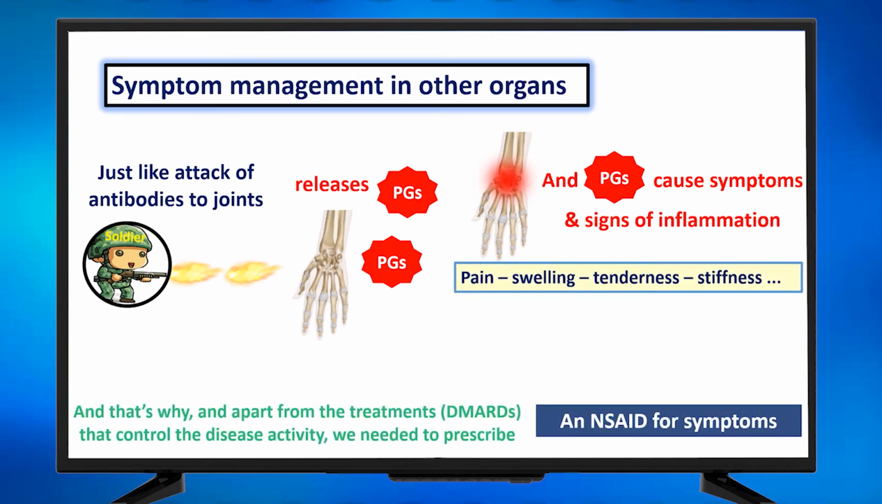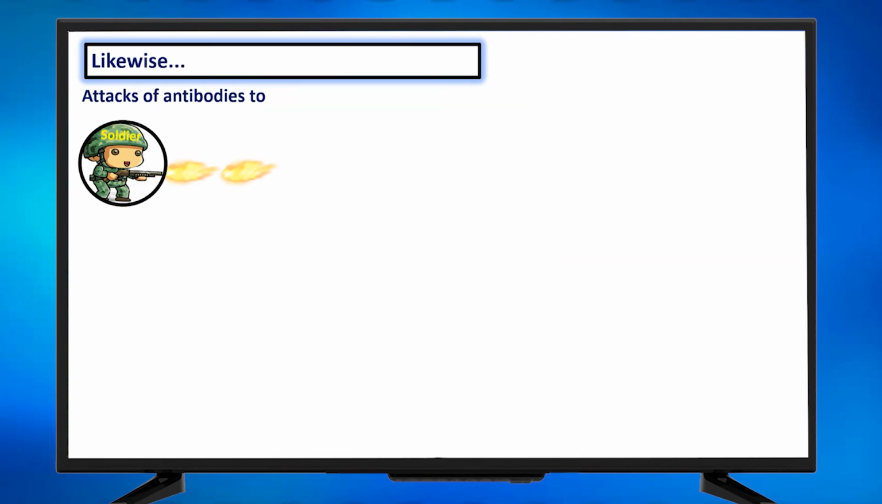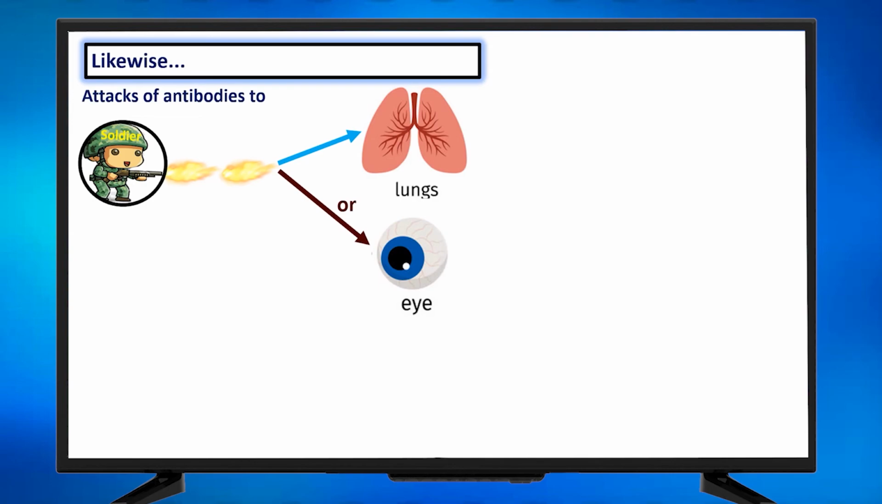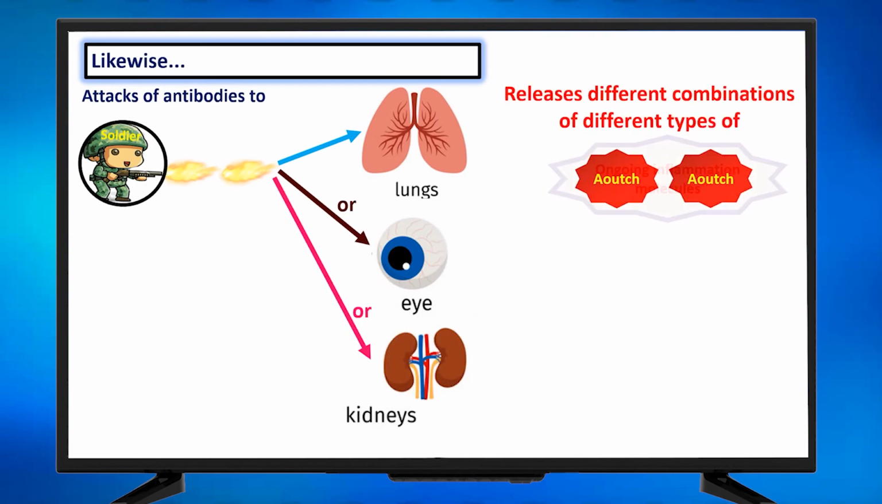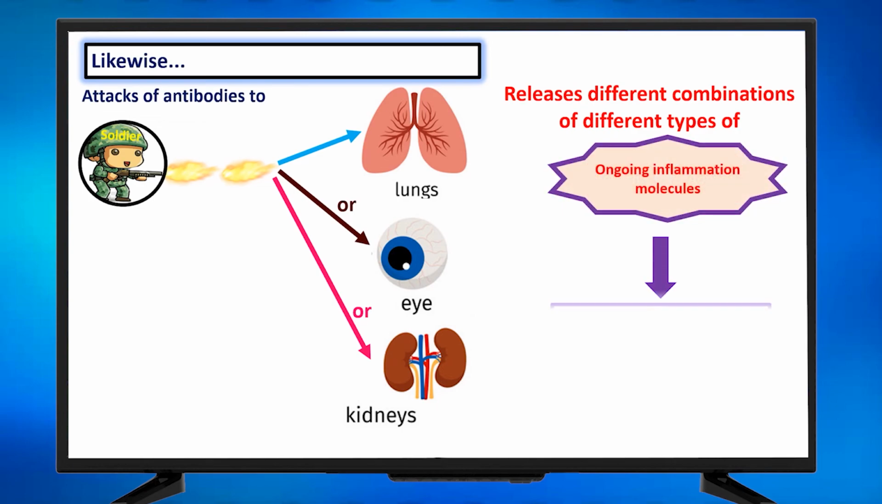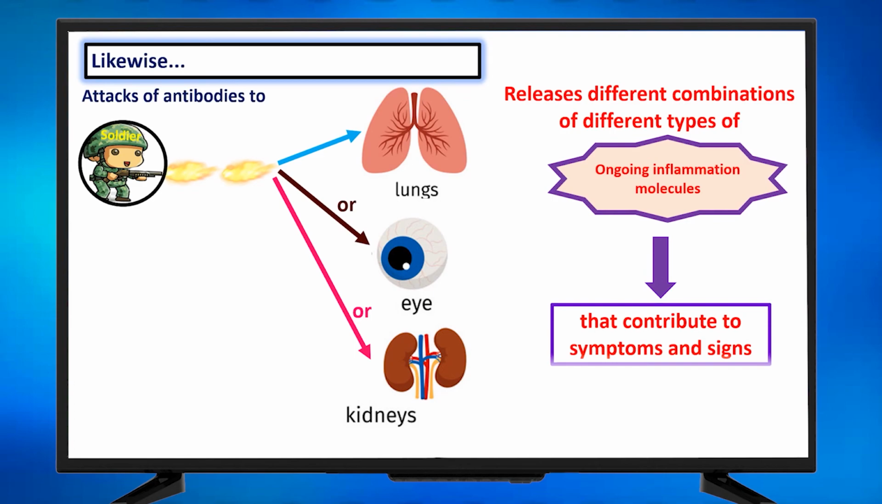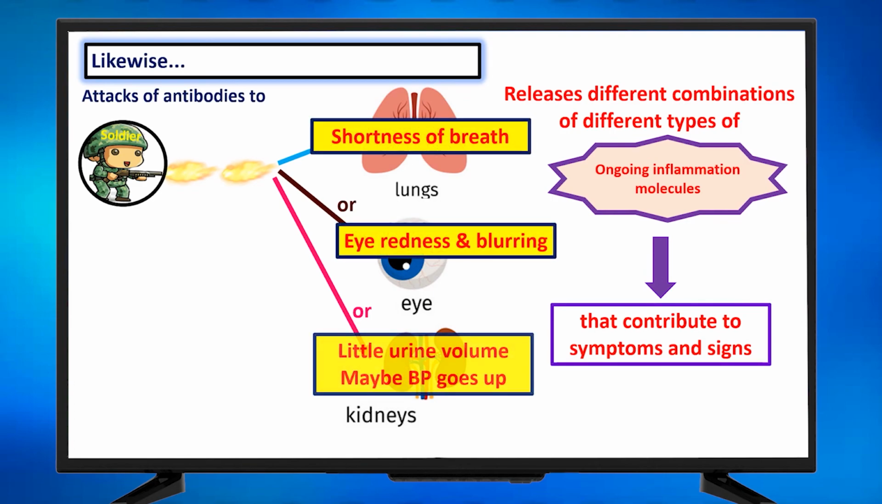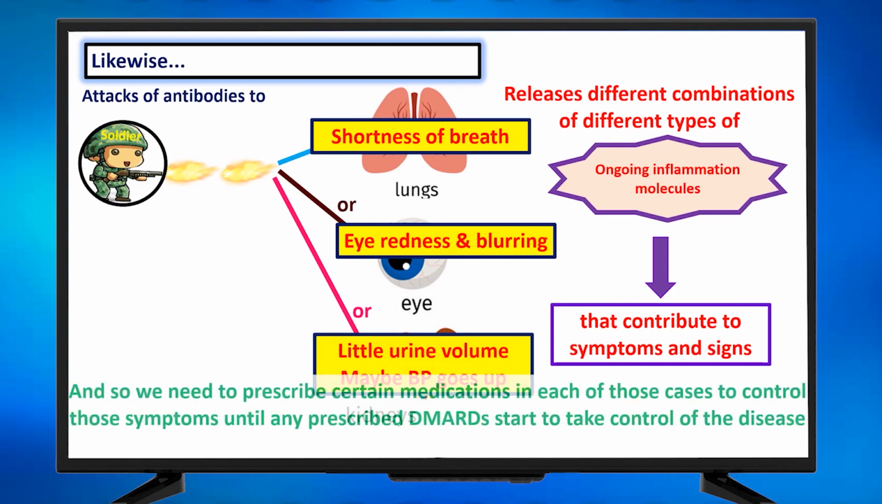And that's why, apart from treatments, DMARDs that control the disease activity, we need to prescribe an NSAID for the symptoms. Likewise, attacks of antibodies to the lung, for example, or the eye, or the kidneys, release different combinations of different types of ouch molecules or inflammation molecules, ongoing inflammation molecules, that contribute to symptoms and signs of the disease. Shortness of breath in the lung, for example, eye redness and blurring from the eye, and little urine volume, and maybe blood pressure goes up. And so we need to prescribe certain medications in each of those cases to control those symptoms until any prescribed DMARDs start to take control of the disease.